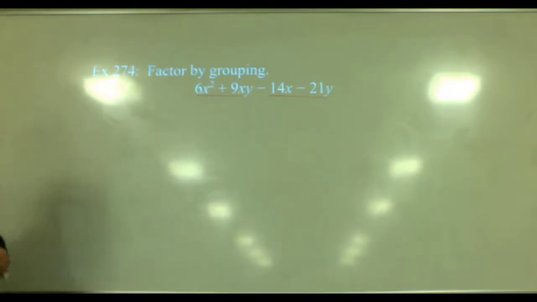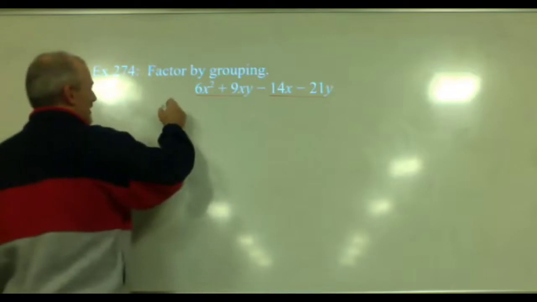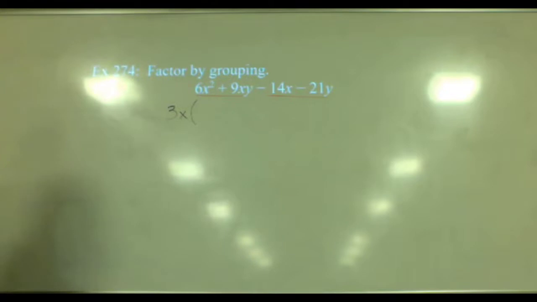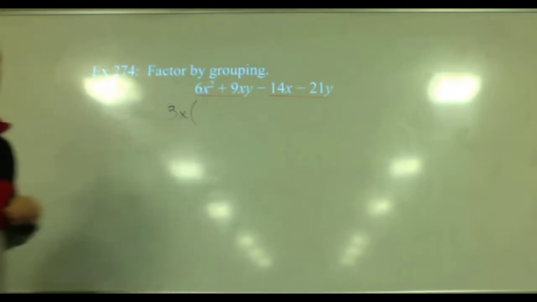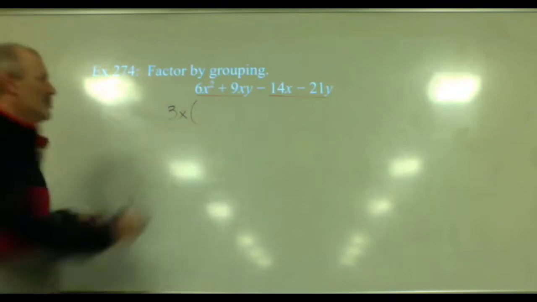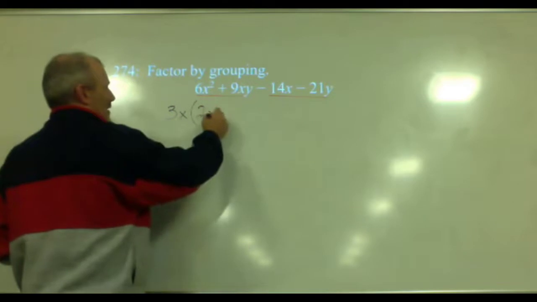Oh, X, sorry. An X. A 3 and an X. So factor out a 3 and factor out an x. Everybody okay with that? Okay, so when we divide out the 3x from the 6x squared, what will be left inside our parentheses? 2 and an x.